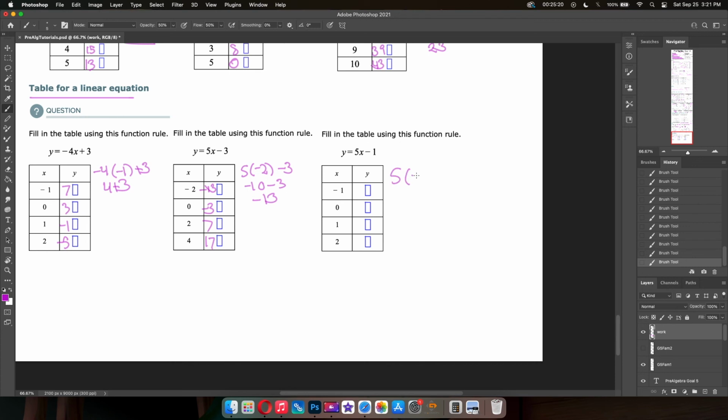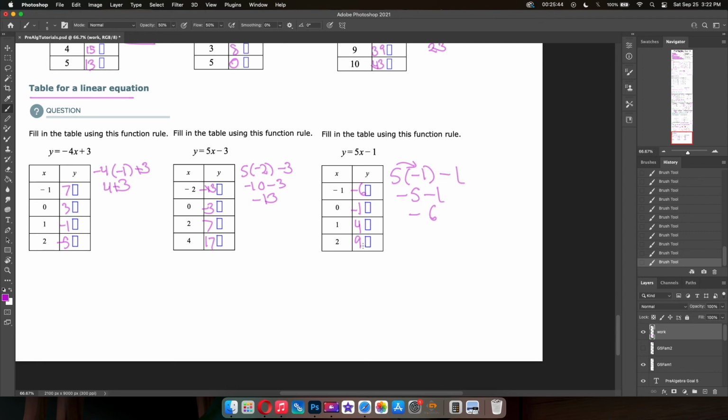Now we do it again. 5 times negative 1 minus 1. Multiplication first. So 5 times negative 1 is negative 5 minus 1. Negative 5 minus 1 is the same sign. Same sign means we add, which is negative 6, and that's our first number. And now we speed run it. 5 times 0 is 0. 0 minus 1 is negative 1. 1 times 5 is 5. 5 minus 1 is 4. 2 times 5 is 10. 10 minus 1 is 9.